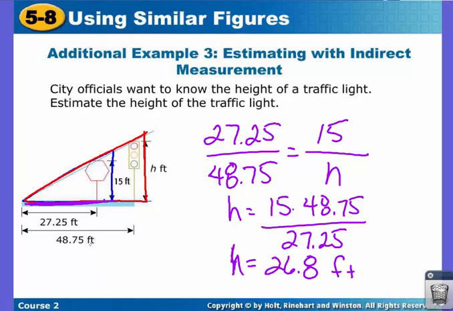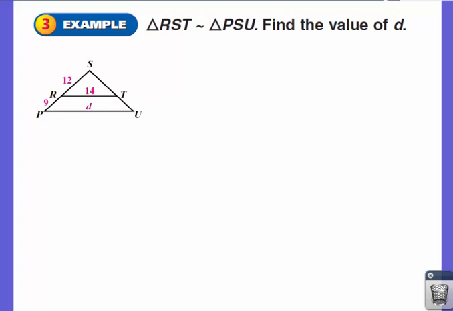This one's going to be a little bit trickier, but let's see what you can do. It says triangle RST. So when they give you this, you might want to actually highlight the shapes that we're talking about. RST is similar to triangle PSU. Okay, so PSU is the big one. Okay, and what we're looking for is D right here. Okay, so take just a moment, pause the video, and see if you can set up your proportion and solve for D. Okay, let's see how you did, because there's one part in this particular problem that's kind of tricky.